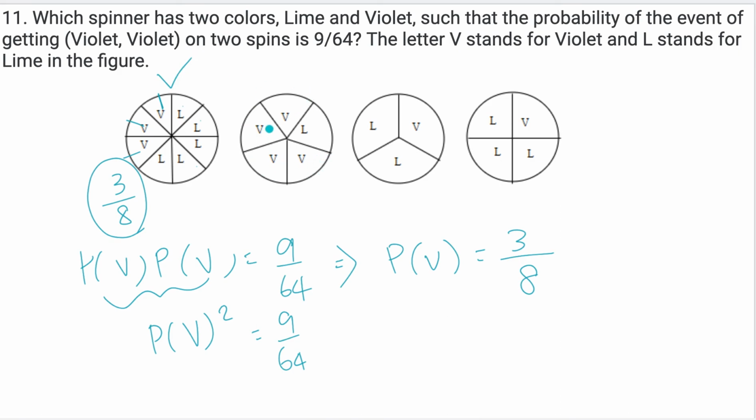How about this one? Violet is 1, 2, 3, 4 out of 5. It is not 3/8. How about here? To get violet, you have 1 out of 3. So no. And this one, violet is 1 out of 4. So no. Okay, so this is the spinner that represents 2 spins as 9/64.